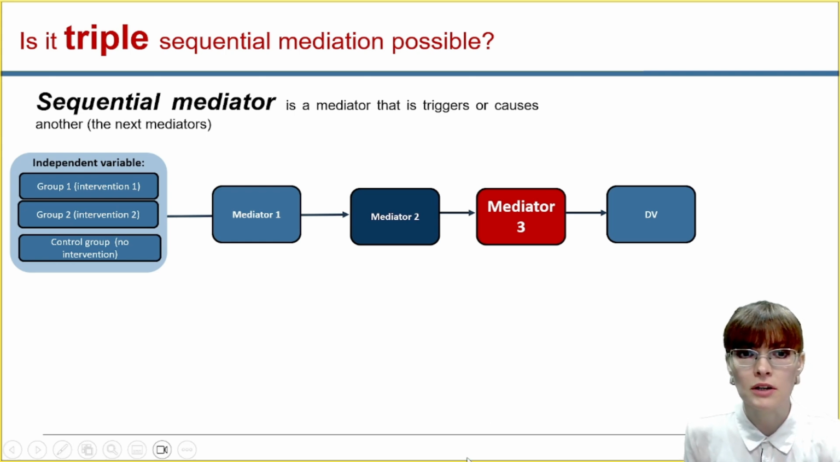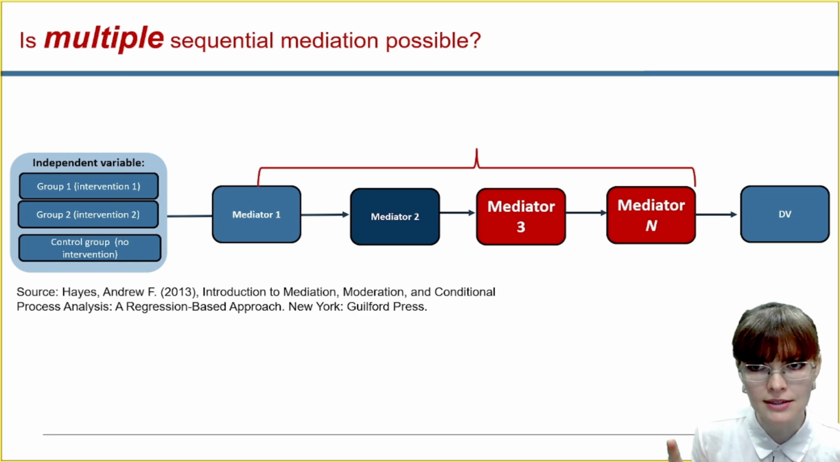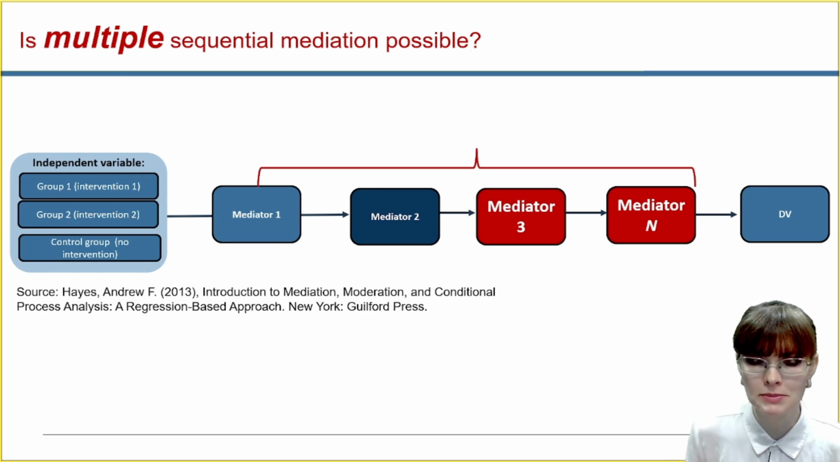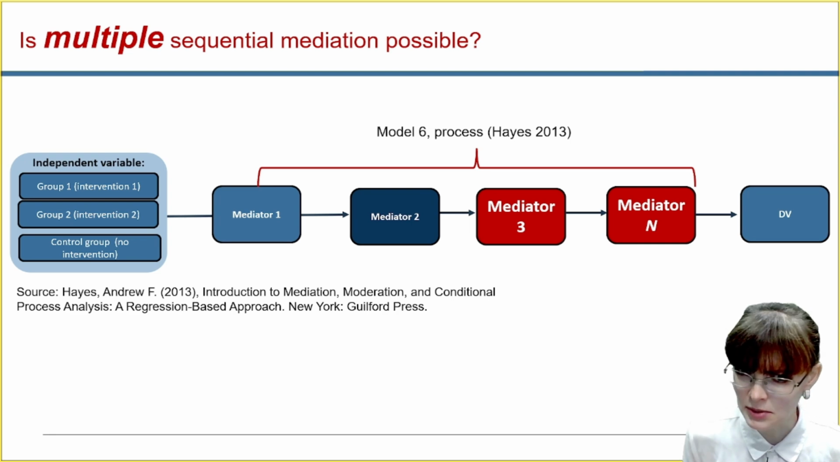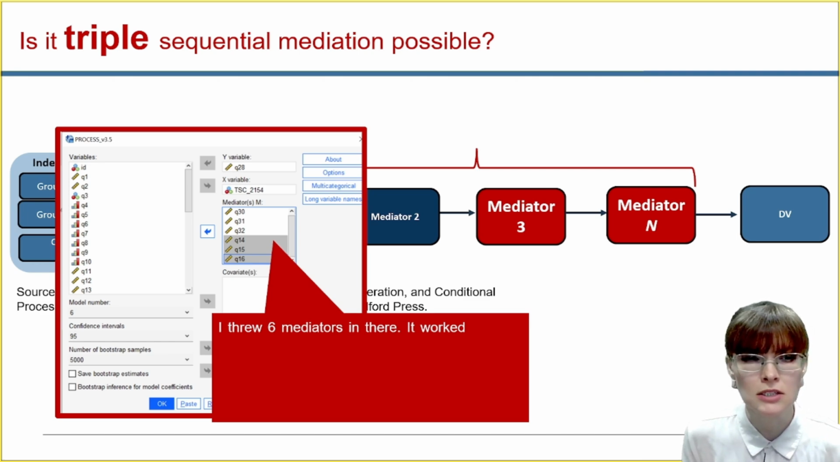Now, you may be wondering, well, is triple sequential mediation possible? Can I have a third mediator in the experiment that I'm running? Likewise, you may be wondering, is multiple sequential mediation possible where I have more than 3 mediators? Now, if you look at the statistical side of it, I would say using Model 6 from SPSS built on Process by Hayes, it is possible. And in fact, I randomly ran such a model for one of my experiments, and I threw 6 mediators in there, and it did work.